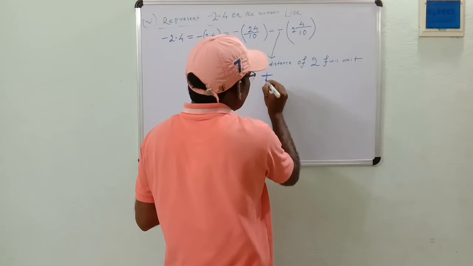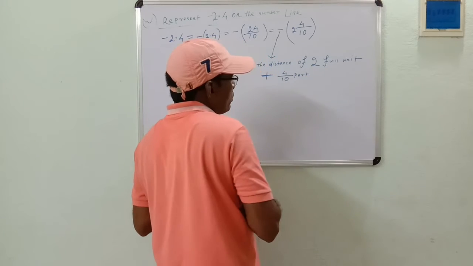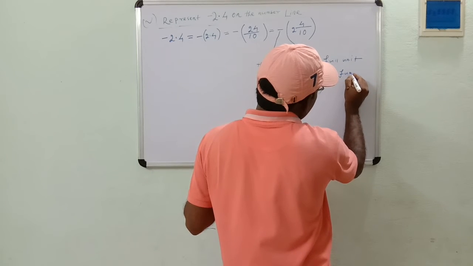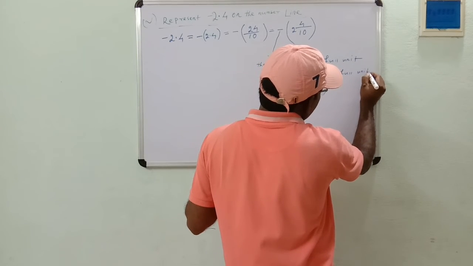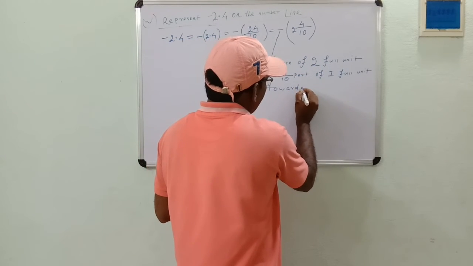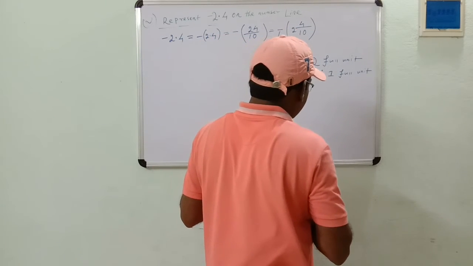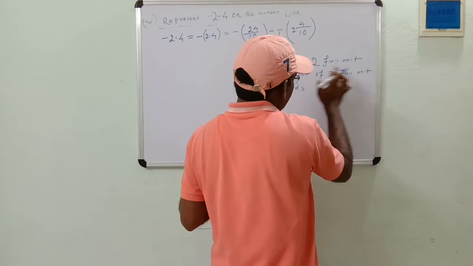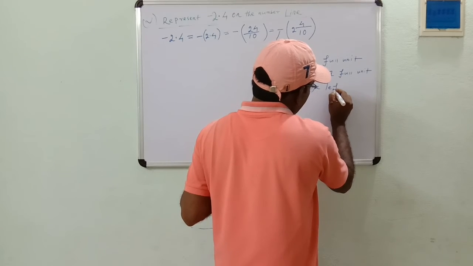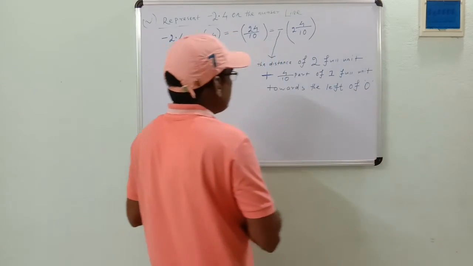plus 4 by 10 parts of 1 full unit, towards, as it is minus sign, so minus sign indicates to left direction, therefore you have to cover this distance towards the left of 0. Clear?